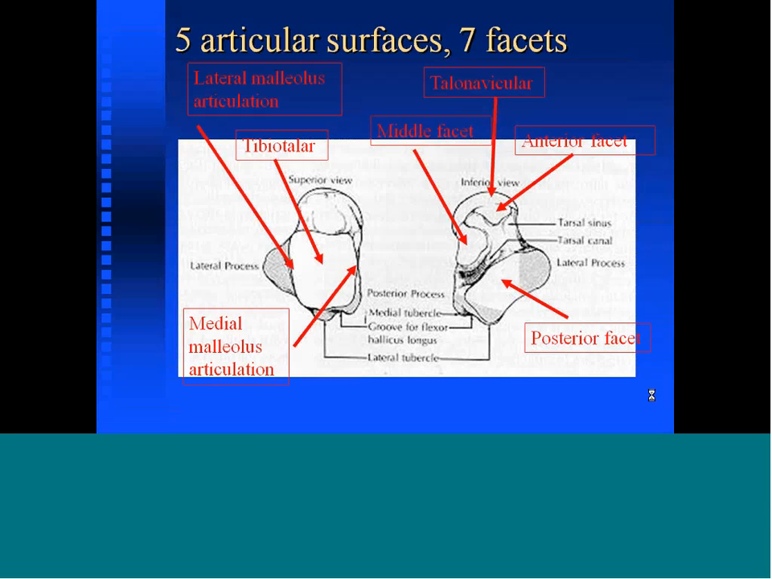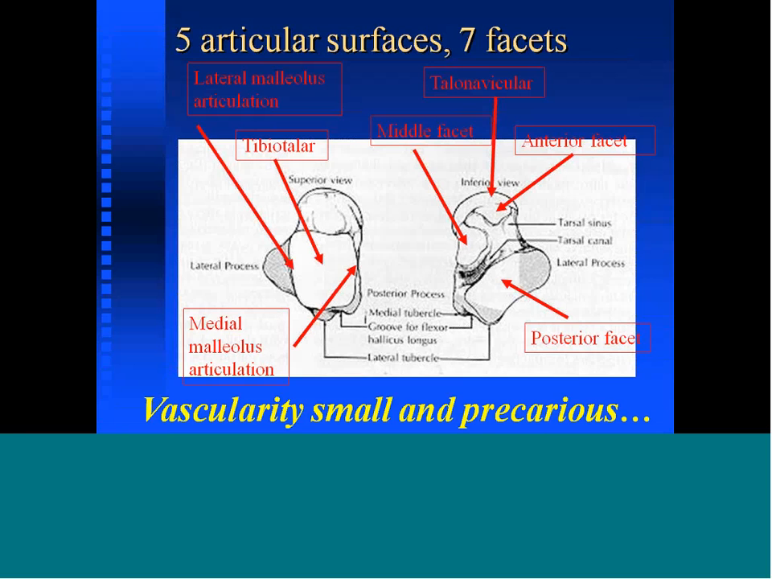So again, it's a very interesting bone with no tendon or muscle attachments, but pretty much nearly the entire surface is covered by some type of cartilage surface. We have to remember, too, that the vascularity to this bone is very small. It's very precarious.